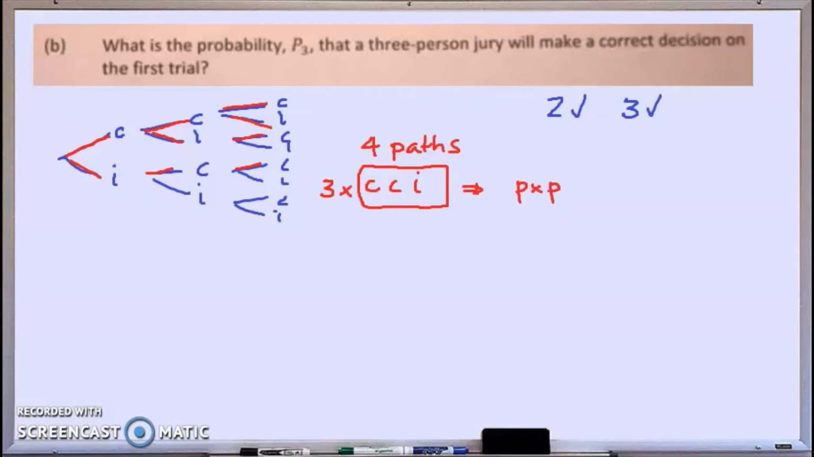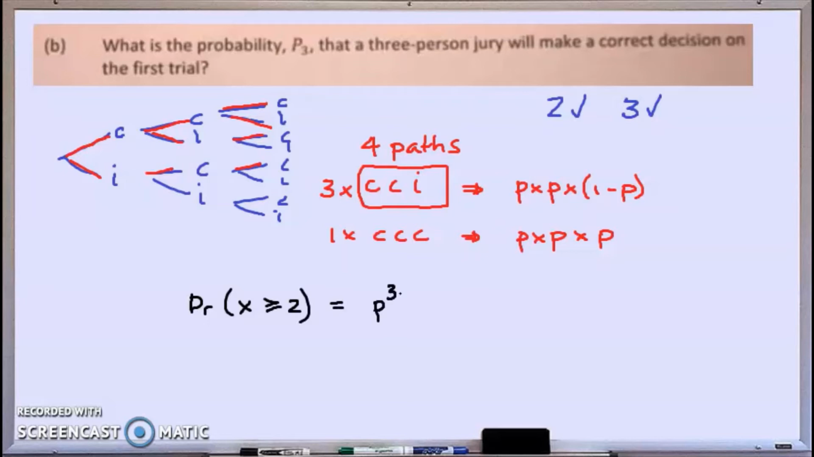P times 1 minus P. And one of the paths is all correct, and that's going to be P times P times P. So therefore, the probability that we have 2 or 3, so that's the probability that we have at least 2 people being correct, is going to be P cubed, which is this, plus 3 times P squared 1 minus P. And that's the probability that they're going to be correct.